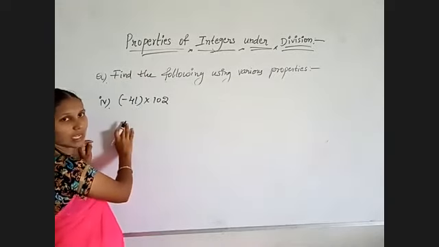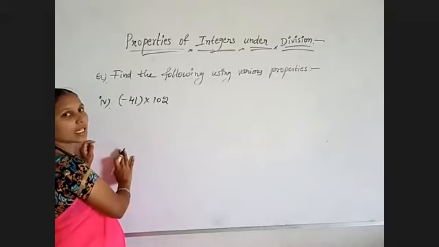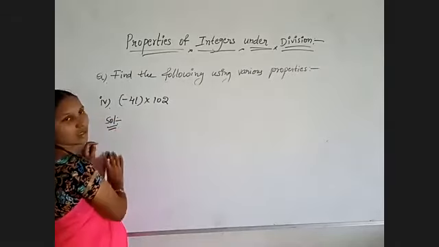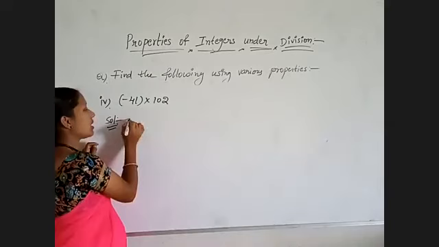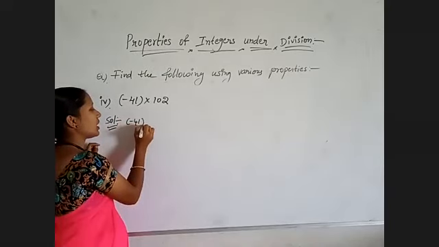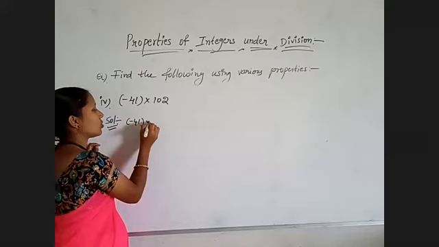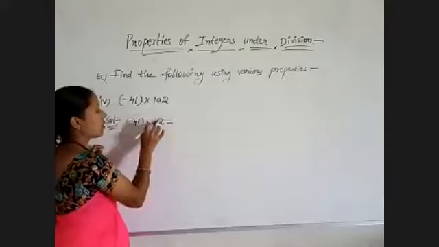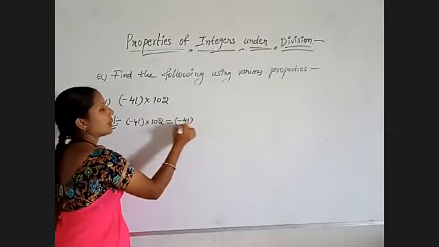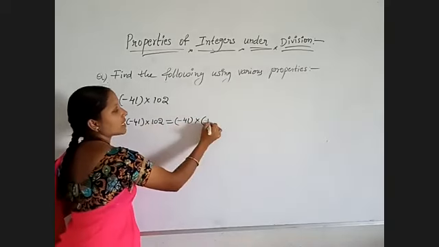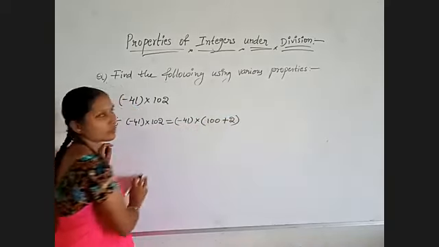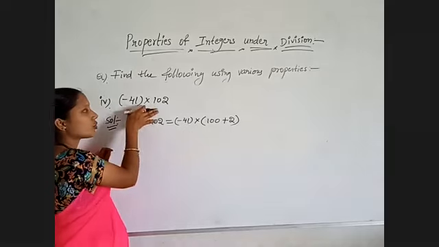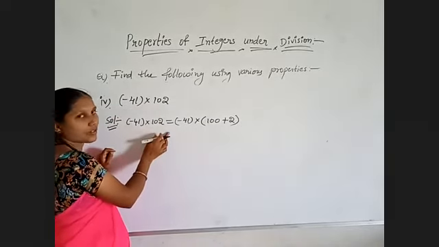Which one is the easiest expansion? That one I will use, so then I will get the easy answer. That means I am going to use the distributive property. See, minus 41 into 102. I can expand 41, otherwise 102. So I am going to expand 102. In expanded form, minus 41 into 102 I am writing as 100 plus 2. We can use plus, otherwise we can use minus also. So whenever two numbers are given, go for expansion.